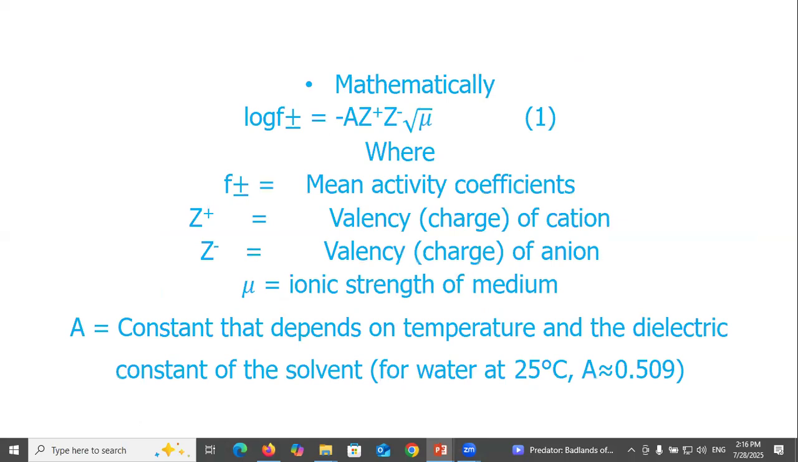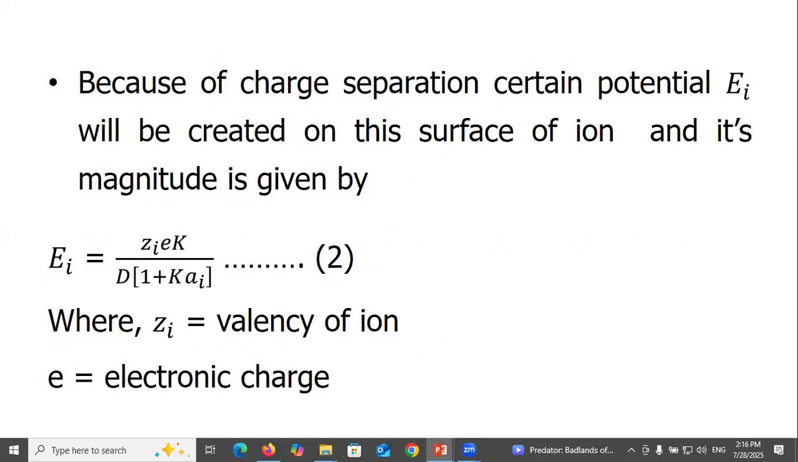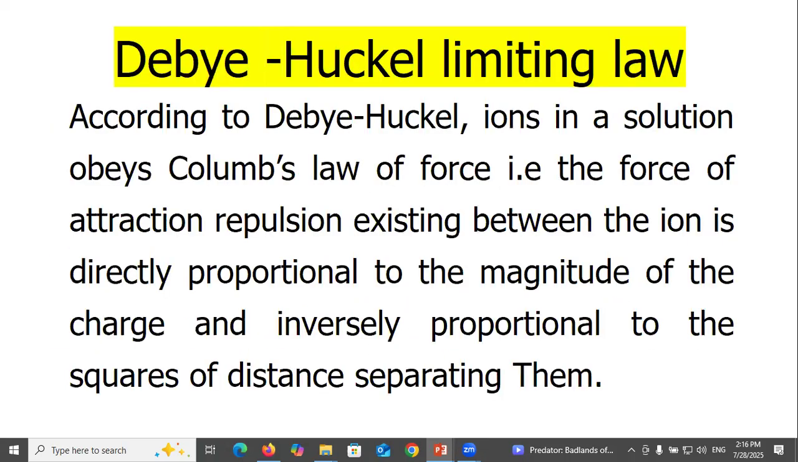Okay, it's all about Debye Huckel limiting law.